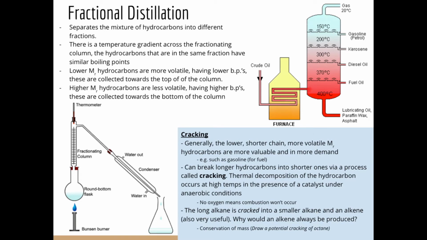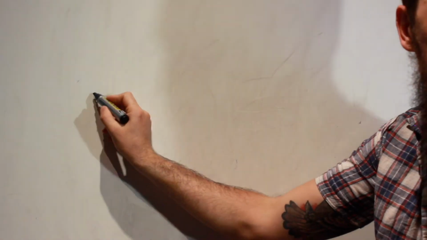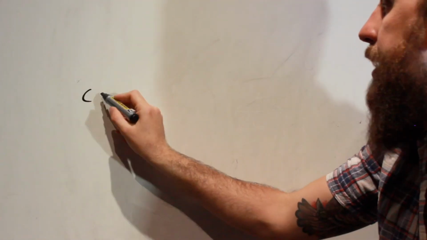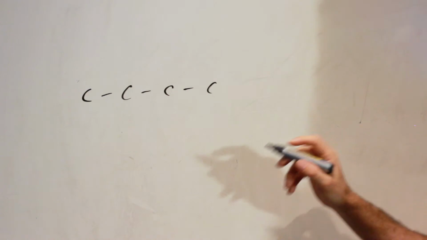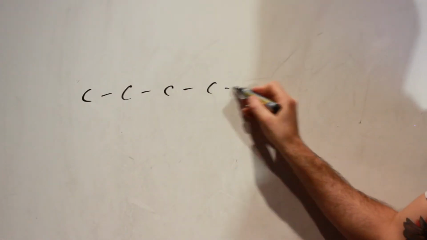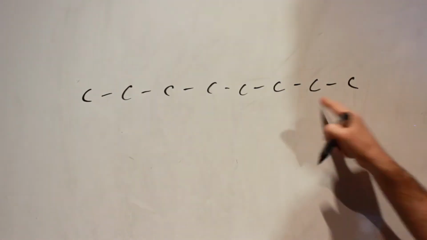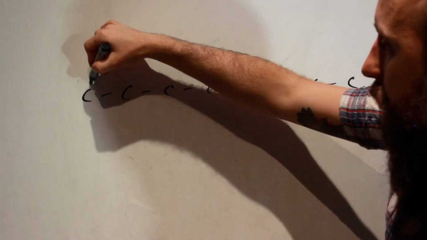The number of atoms beforehand has to be the same as the number of atoms afterwards. So if I do an example where we show the cracking of octane. Octane, oct meaning 8 carbons, ane meaning it's an alkane, so it's an 8 carbon alkane. I'll just draw it as a straight chain like this, very simply. 1, 2, 3, 4, 5, 6, 7, 8. I can count, good job.